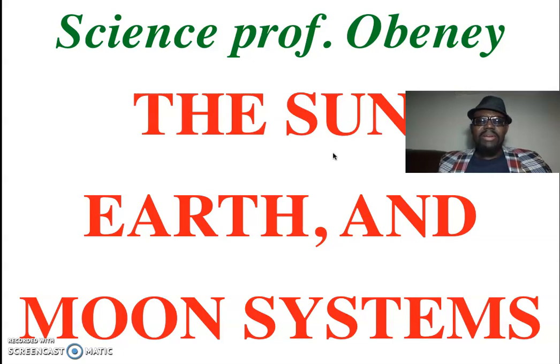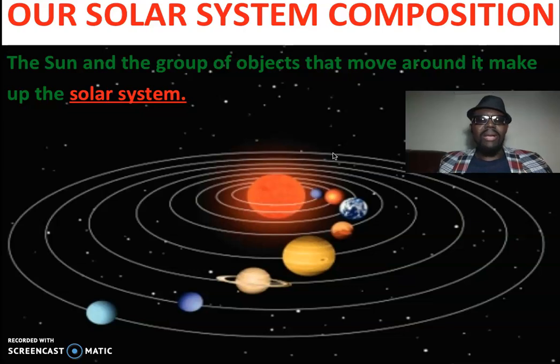Okay, so let's start off by talking about the solar system. The solar system is the sun and a group of objects that move around the sun. At the center of our solar system, we have the sun. We have other planets that orbit around the sun. Okay, so that's the solar system.